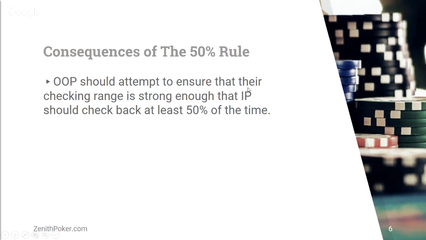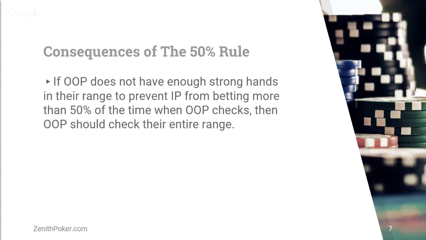But often, and this is the next consequence, when the out-of-position player doesn't have enough strong hands, then the out-of-position player will check their entire range at equilibrium. If they don't have enough strong hands to protect their checking range, the in-position player will bet more than half the time. And the way that the out-of-position player wins the most EV with their strong hands is to check-raise, because check-raising will be a very successful play for them, since the in-position player is betting so frequently.